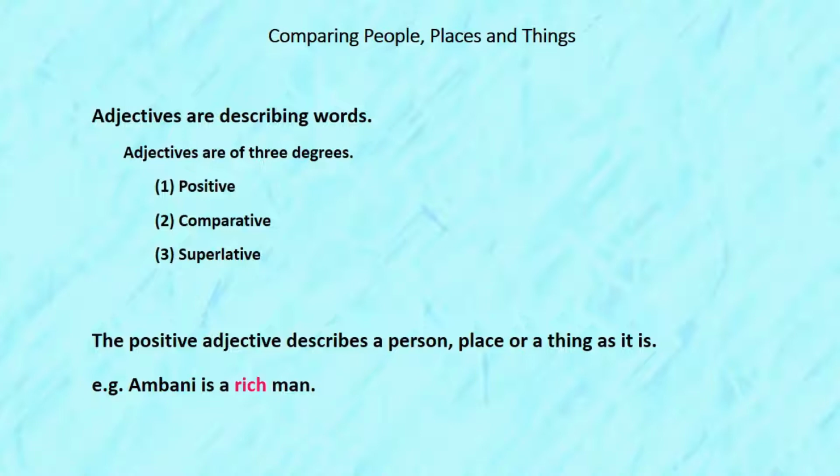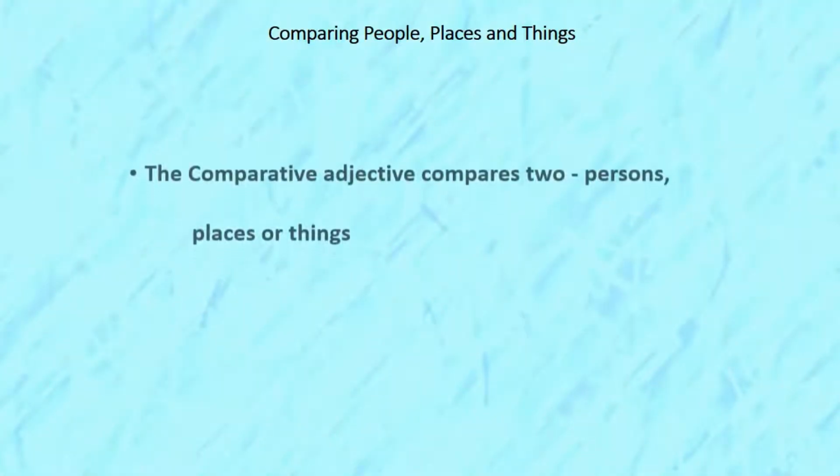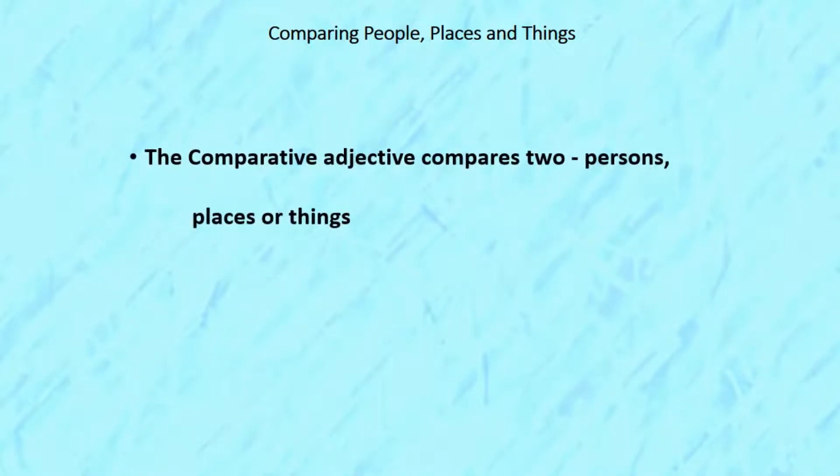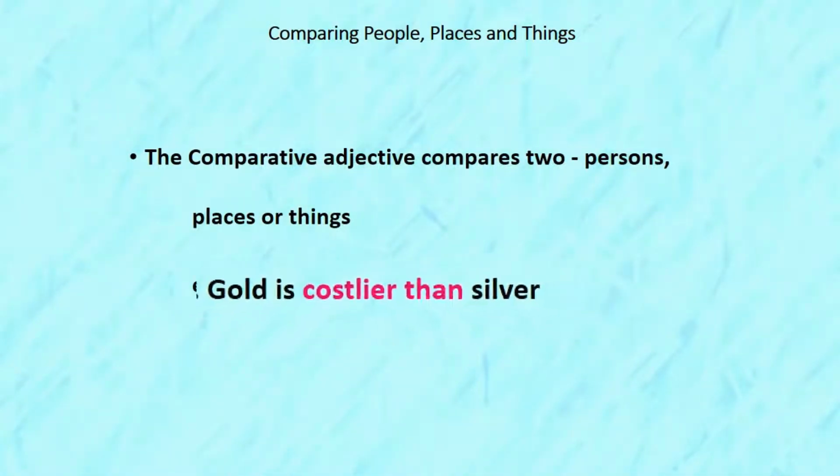The positive adjective describes a person, place or a thing as it is. For example, Ambani is a rich man. The comparative adjective compares 2 persons, places or things. For example, gold is costlier than silver.